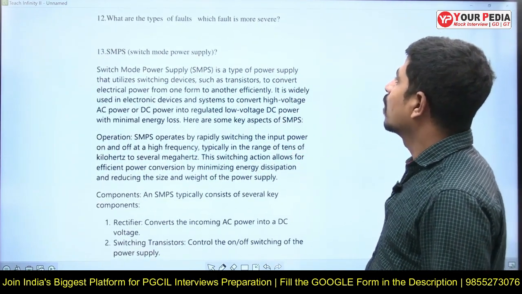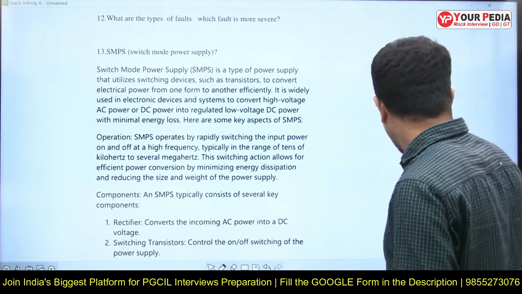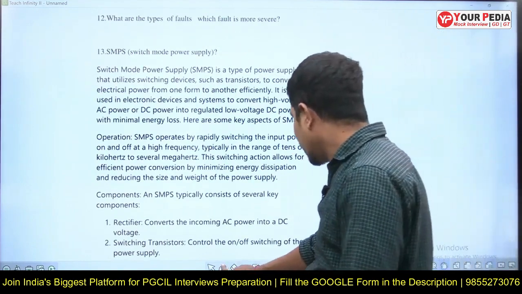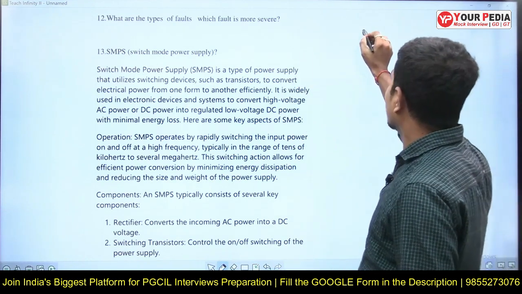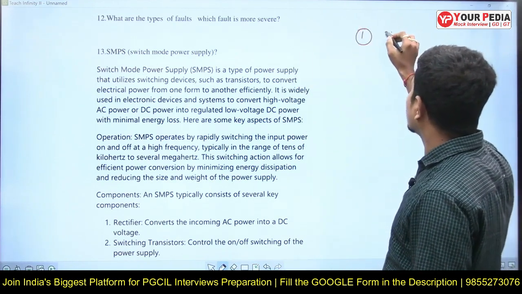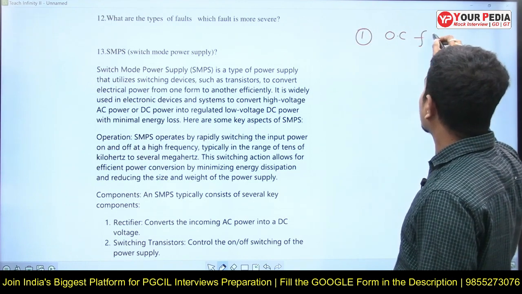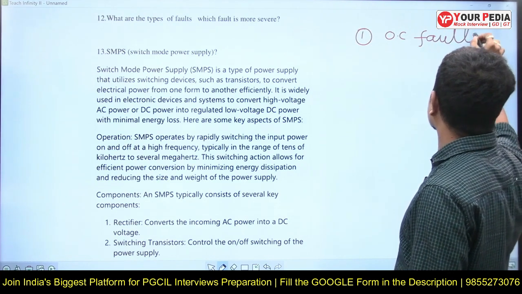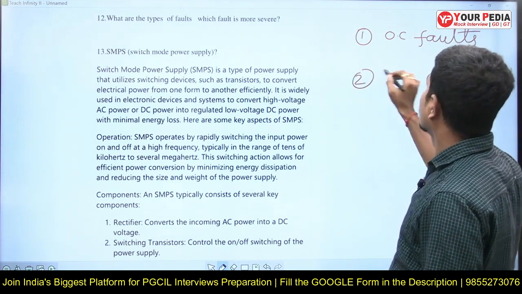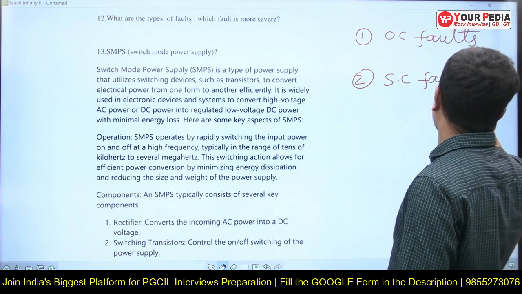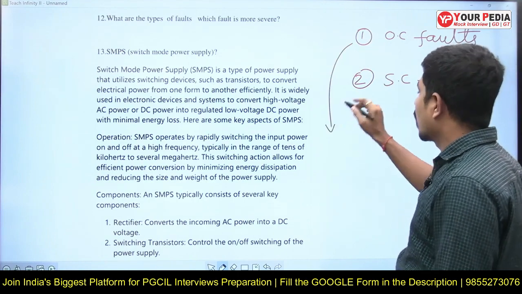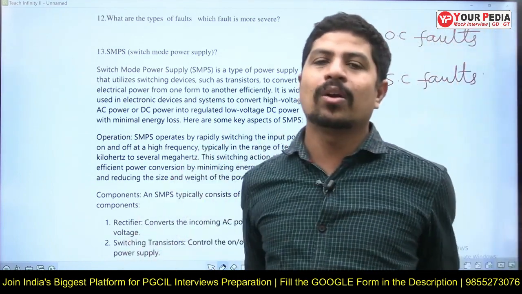What are the types of faults? Which fault is more severe? We have different types of faults. What are the different types of faults? I'll tell you here. The first one is open circuit faults, and short circuit faults. Again, open circuit faults are of two types: one conductor open and two conductor open.